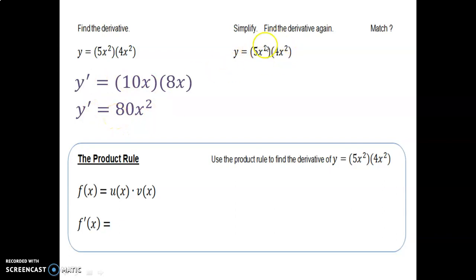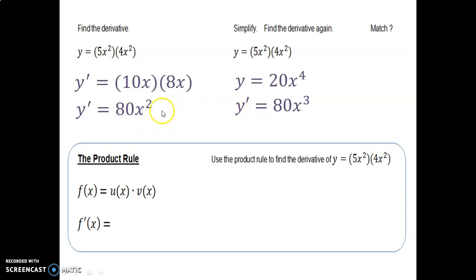Now let's try it by simplifying like we did before. Let's simplify it before taking the derivative. So if we have multiplication here, this simplifies into 20x to the fourth. And now find the derivative of that. 80x cubed. Notice the derivatives are different.